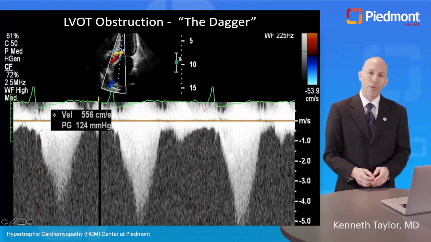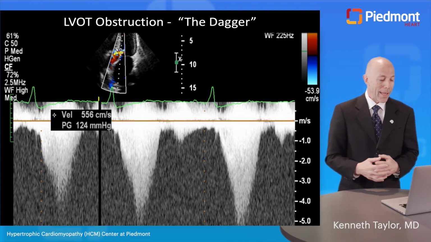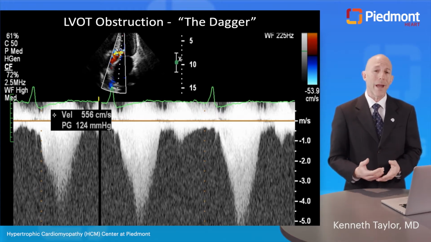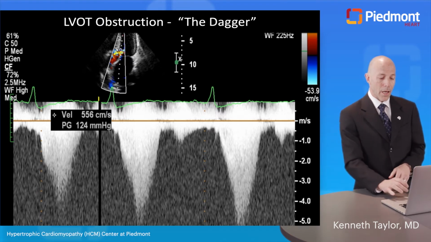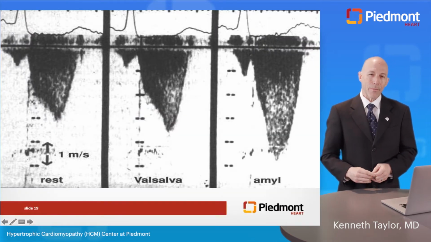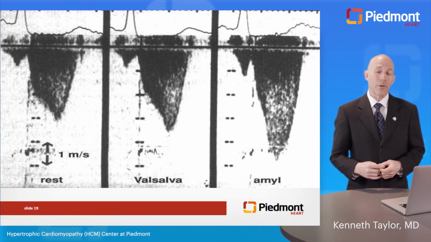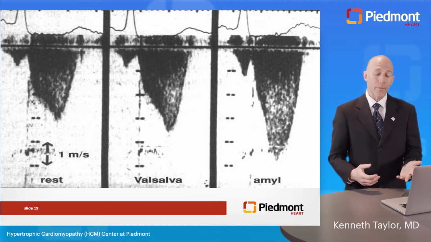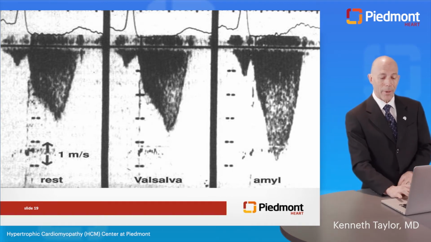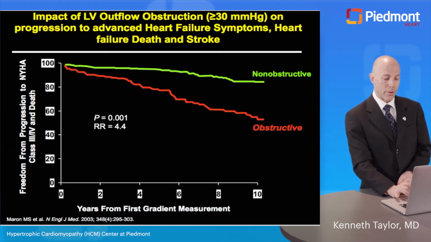And we can measure that with a Doppler signal, and that Doppler signal can measure the degree of obstruction and the degree of gradient across the outflow tract. And that obstruction, as I said, is dependent on preload and afterload. So with Valsalva maneuver or amyl nitrate, you can increase the gradient by affecting preload and afterload.